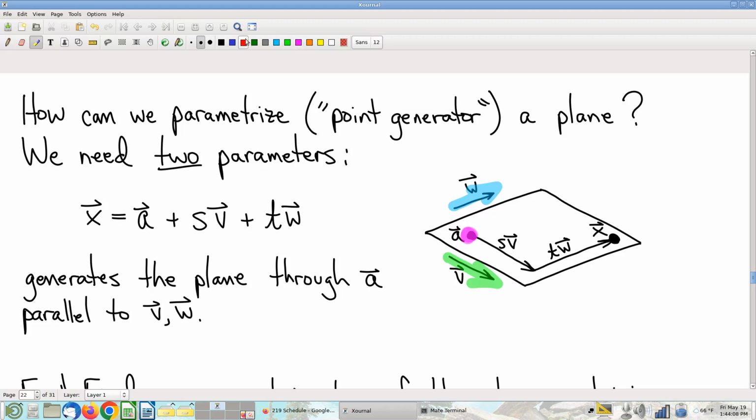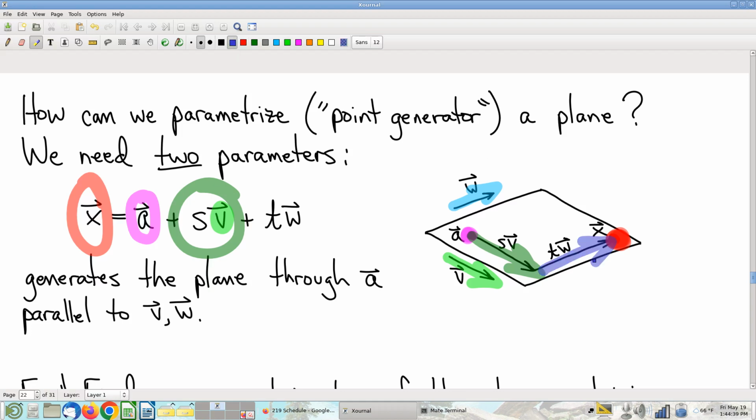I can tell you something about every point in that plane. Every point in that plane can be obtained by starting at your A, by moving first parallel to V, so some scalar multiple of V, and then from there, parallel to W, some scalar multiple of W. So given the V and the W and the A, combining them like so allows me to get to any point in the plane. And so notice this gives me two parameters. So this is not a one-dimensional parameterization. We've got two separate parameters, S and T, that are needed to trace out this two-dimensional plane.